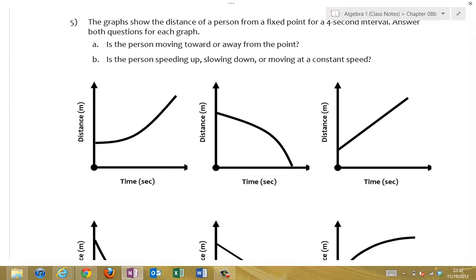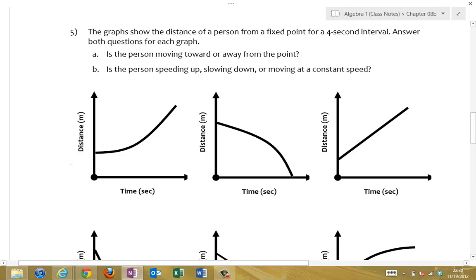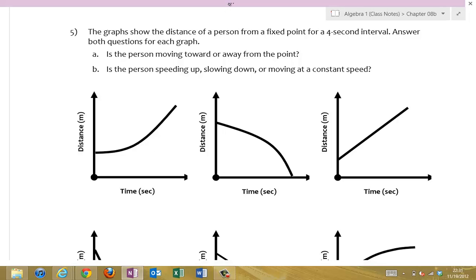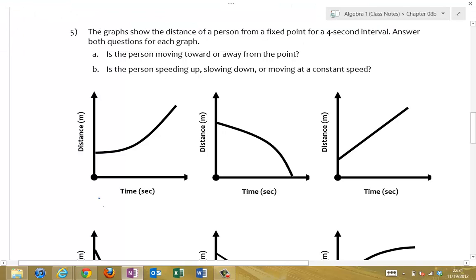You can have questions like this. The graphs show the distance of a person from a fixed point for a 4-second interval. You have time and you have distance. Answer both questions for each graph. A, is the person moving toward or away from the point? So one thing we're going to look for in A is, as time increases, as time goes on, the distance does what? Well, the distance actually increases. Time increases, distance increases. As more time passes, my distance from the point increases. That is moving away.